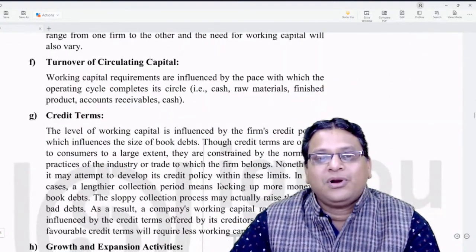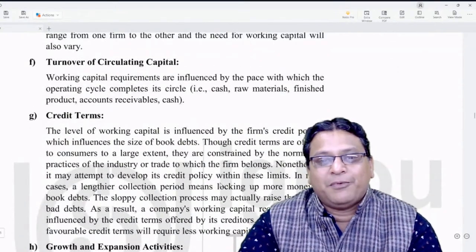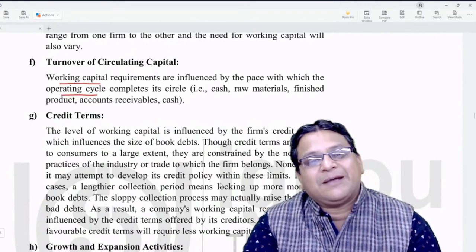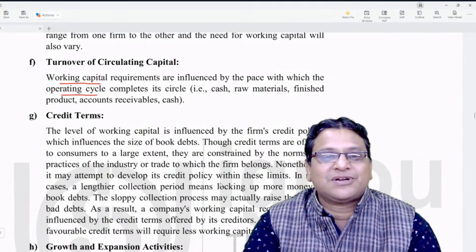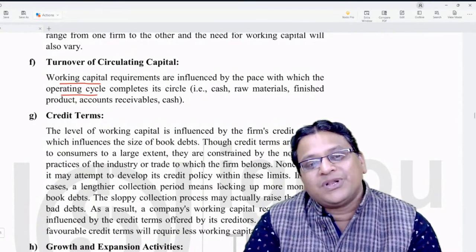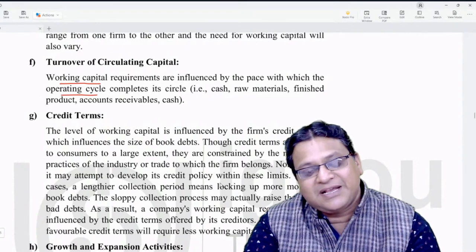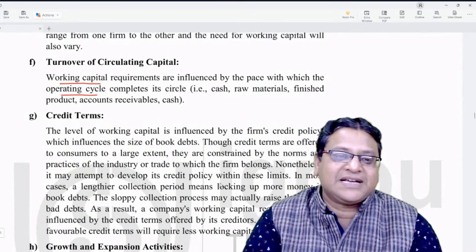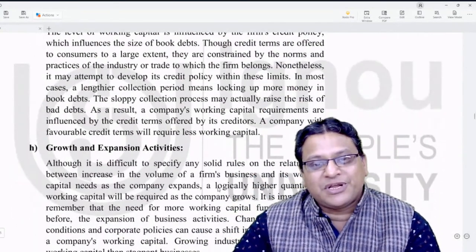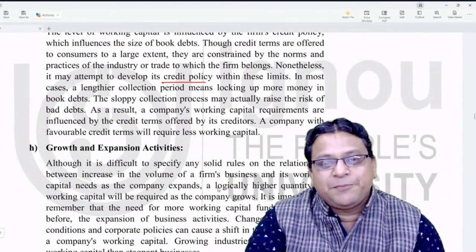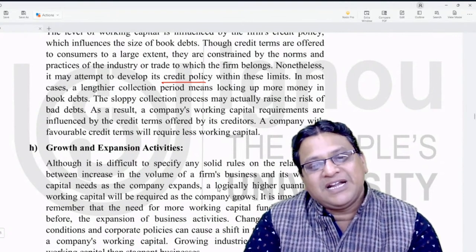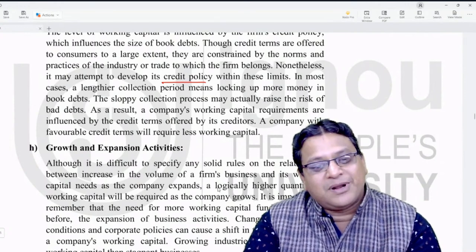Next, turnover or circulating capital. That means, as we have already discussed, the working capital cycle also determines the working capital requirement. The operating cycle also determines the working capital requirement. The longer the operating cycle, the more is the requirement of working capital. The shorter the operating cycle, the less is the requirement of working capital. Next, credit terms. The credit policy of the firm also affects the working capital requirement. If your credit policy is liberal, then working capital requirement will be more. If the credit policy is stringent, working capital requirement will be less.